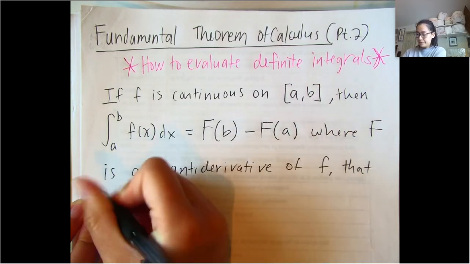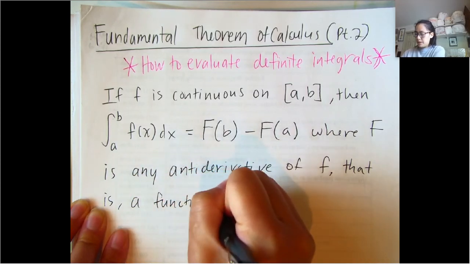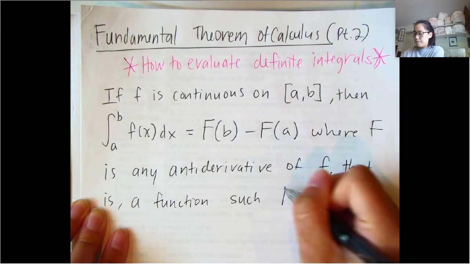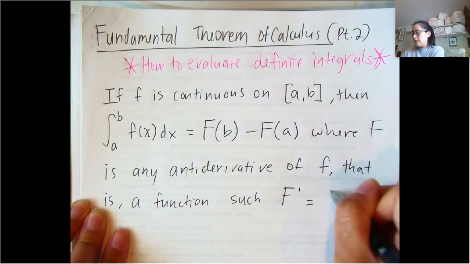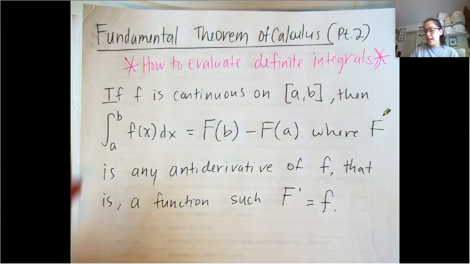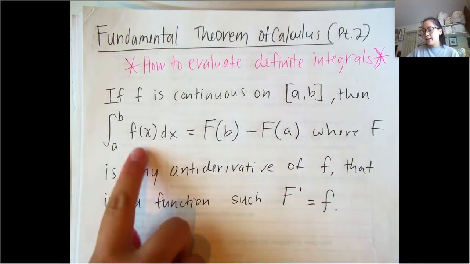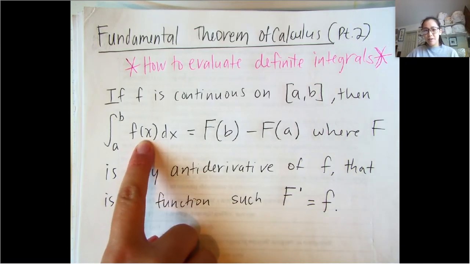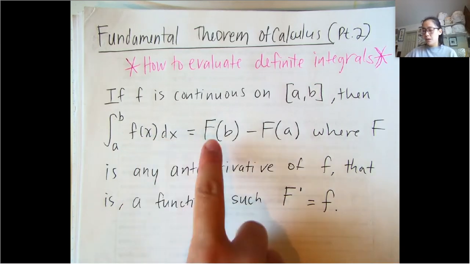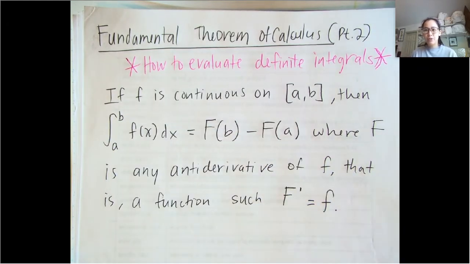That is to say, a function such that the big F prime is little f. Okay, so what this theorem basically is saying is if you were given a definite integral that you wanted to evaluate from a to b, you can find any antiderivative of f, which is big F, and then just do F of b minus F of a. So you plug in b and a and you subtract. Okay, so let's go ahead and do an example of this.